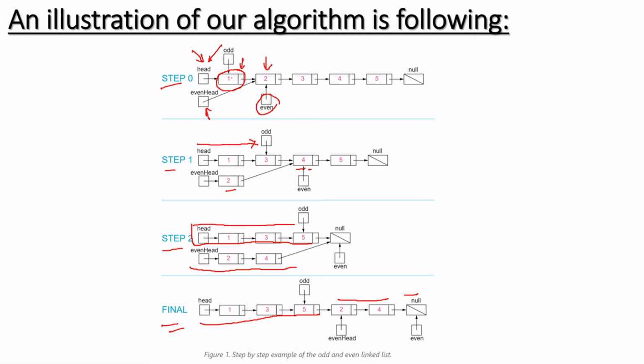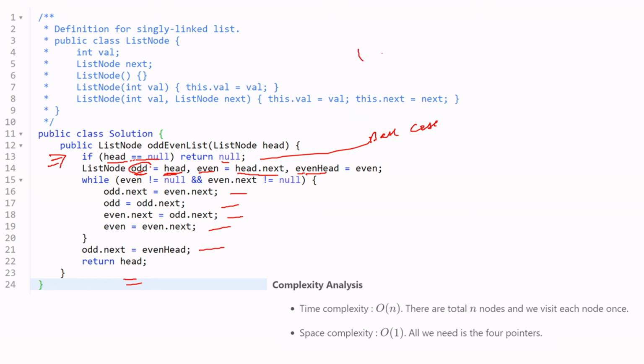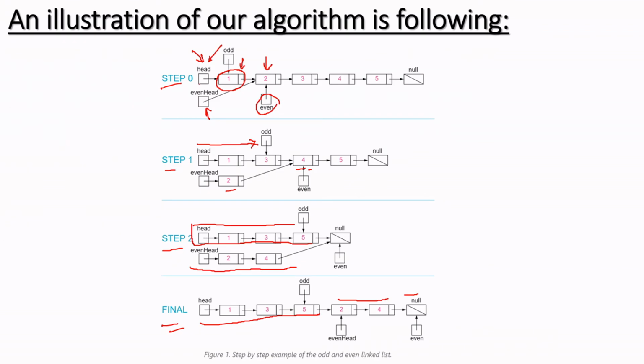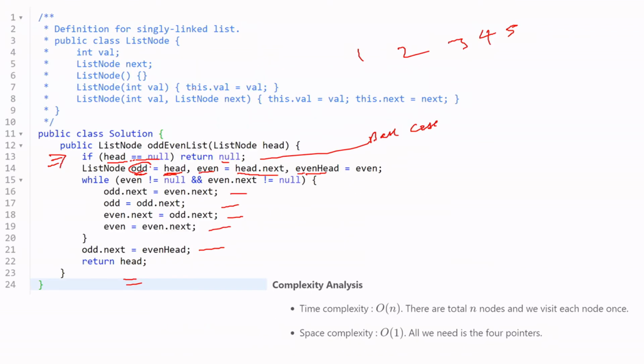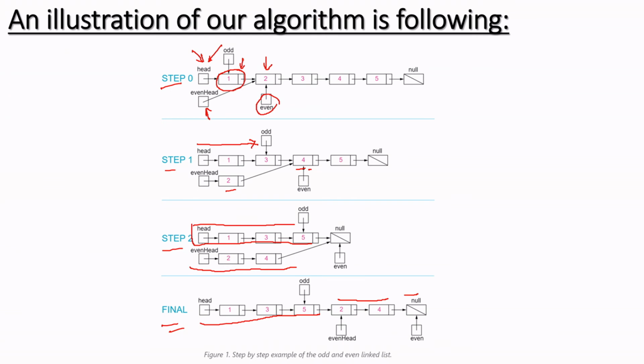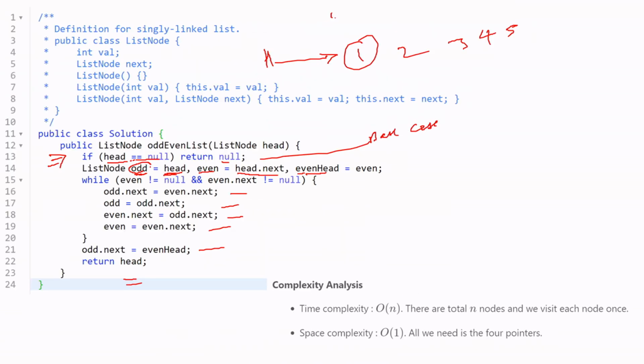You remember this illustration, right? First what we have is 1 2 3 4 5. Okay, so first pointer, you see, first pointer is what? Head. Head is pointing to this one, and there is one what? Even and odd, right? So see, odd is here, correct? And even is here. But there is another one, even head, and it is pointing to here.